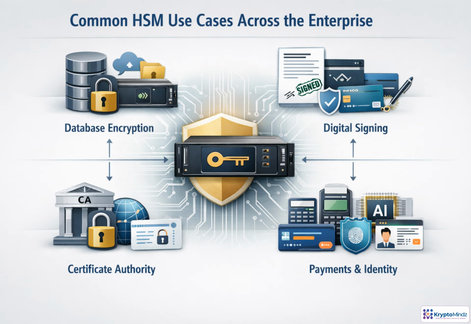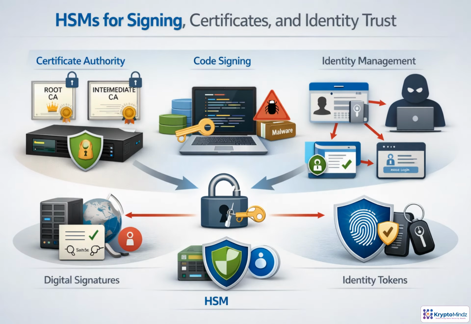HSMs appear anywhere a critical key needs stronger protection than software alone. They're often the root of trust for encrypting sensitive databases and applications. They sign documents, code releases, and high-value transactions, so unauthorized changes are instantly detectable. They guard certificate authority keys, which anchor your entire PKI. They also secure payment cryptography, tokenization systems, identity platforms, and emerging regulated AI workloads where proof of origin and integrity really matter.